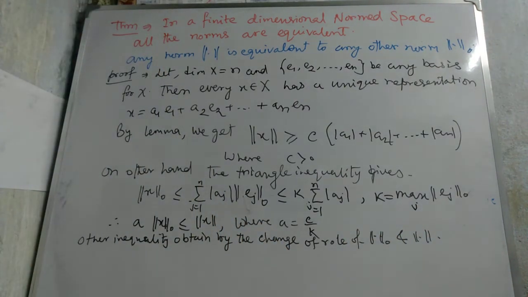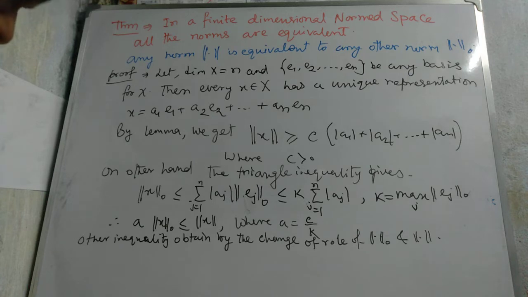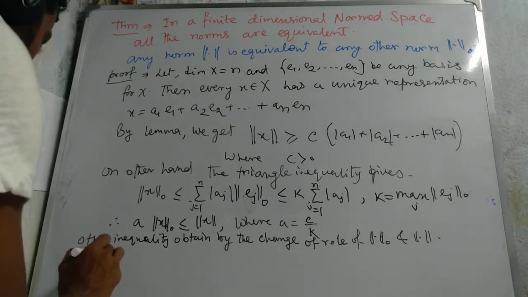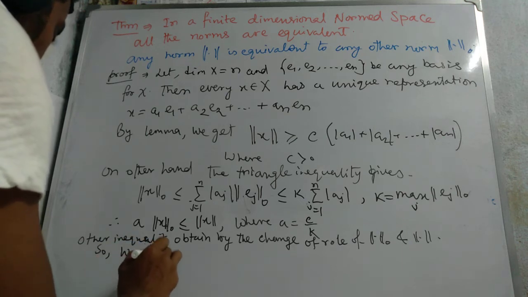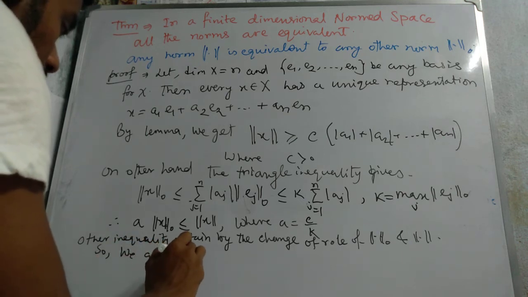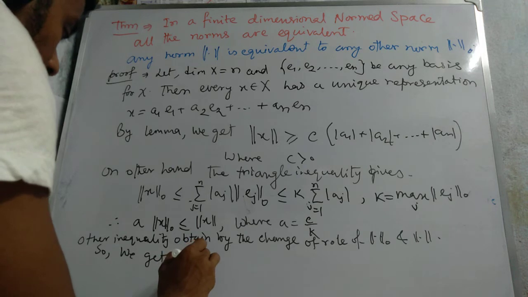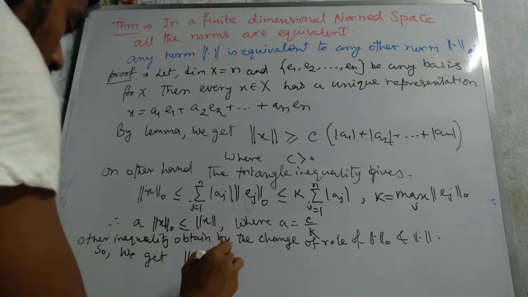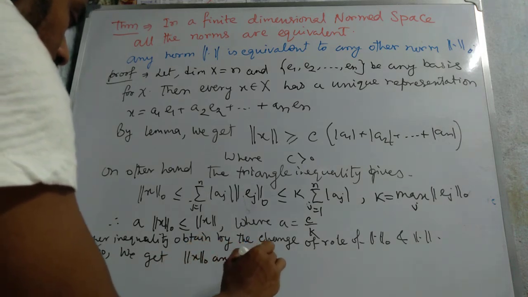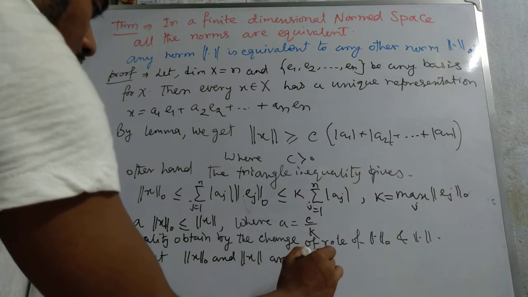So we get that these two norms are equivalent. So we get norm of x0 and norm of x are equivalent.